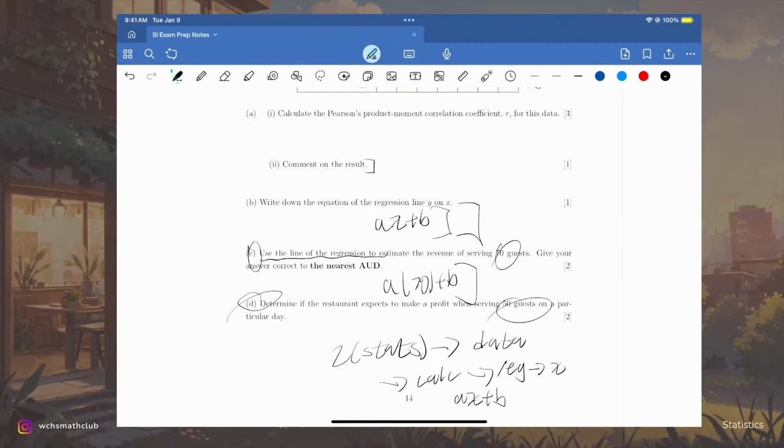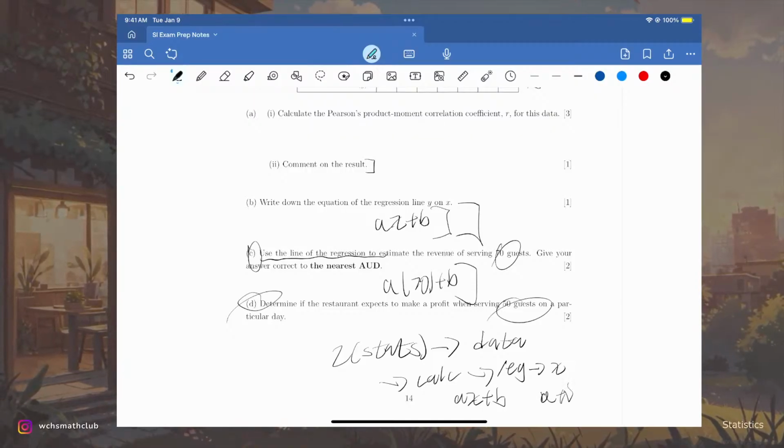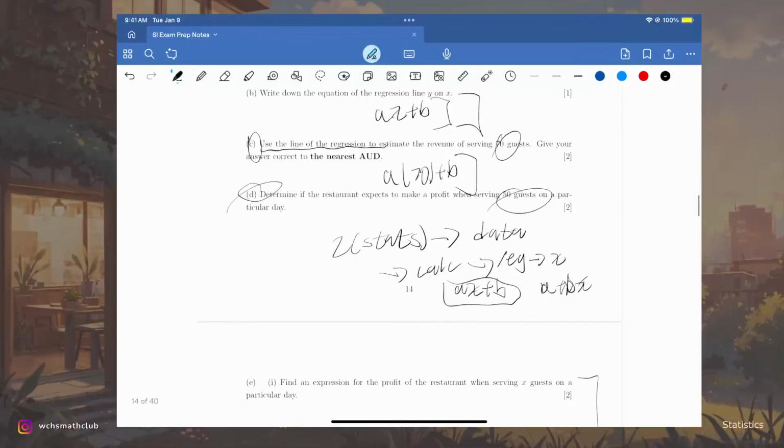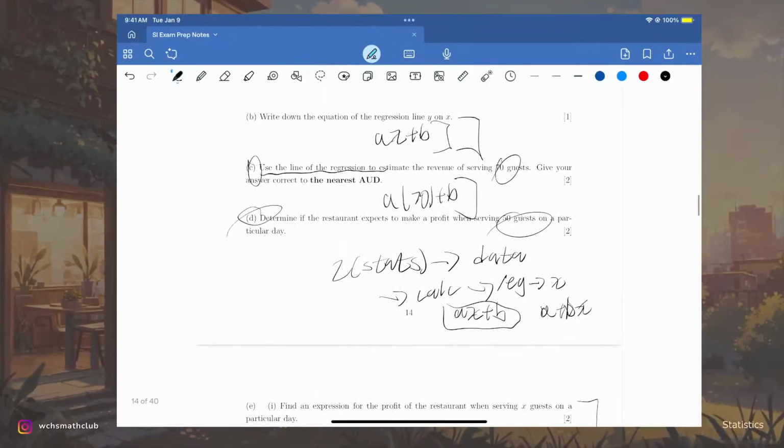That's most useful. Although I think for both calculators there's an option to select like a plus bx. Although I'm not sure why you would choose that. Just stick to your ax plus b. And that would be how to get the regression for your calculator.